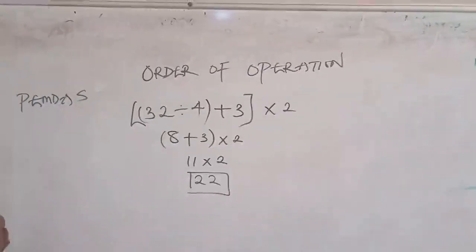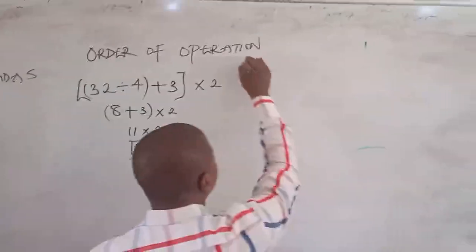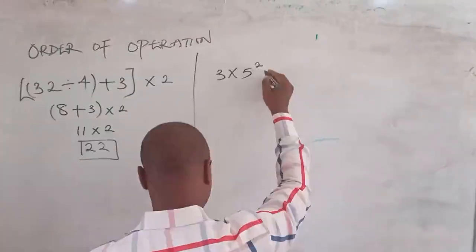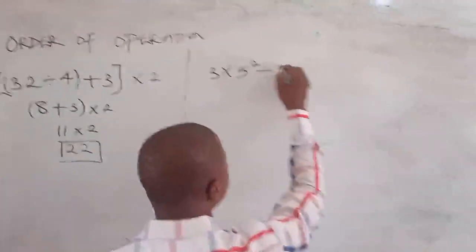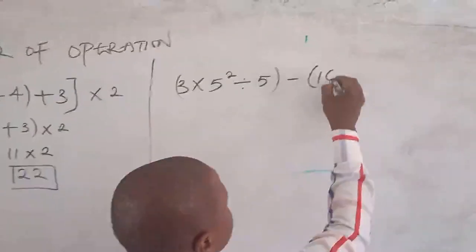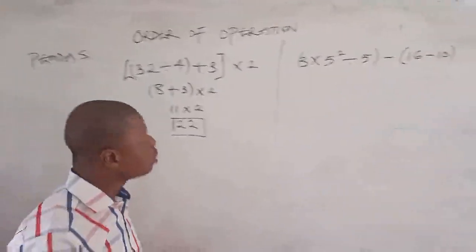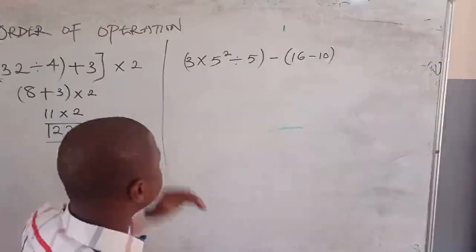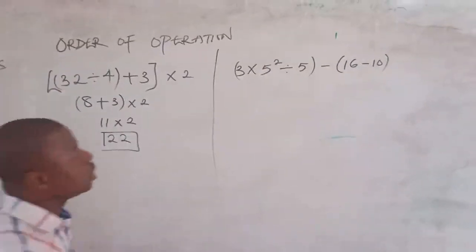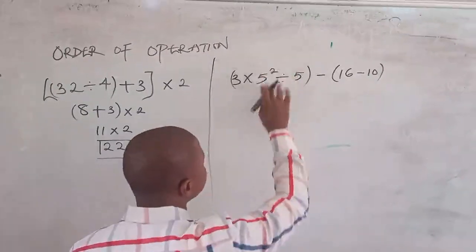And then we have another question here. 3 multiplied by 5 raised to power 2 divided by 5 minus 16 minus 10. Okay, so here we have 2 brackets, and we need to deal with each of them separately. And inside this bracket, we have exponent.